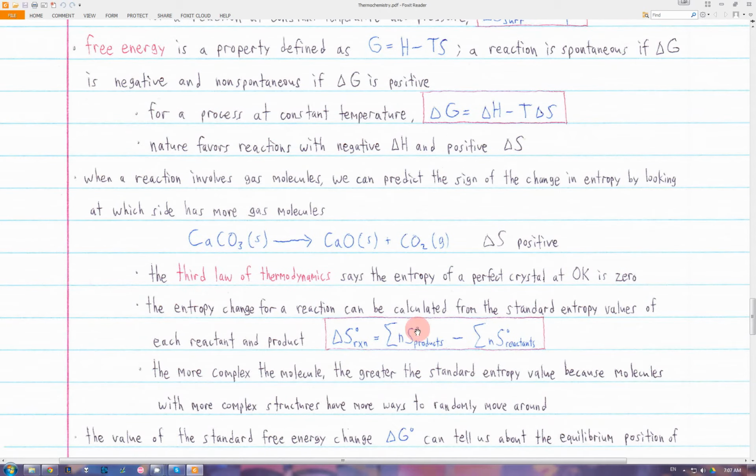And so, as we'd expect, if a molecule is more complex, then it's going to have a greater standard entropy value because the molecules with more complex structures have more ways to randomly move around.